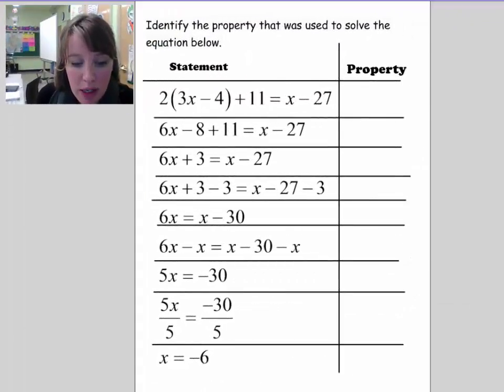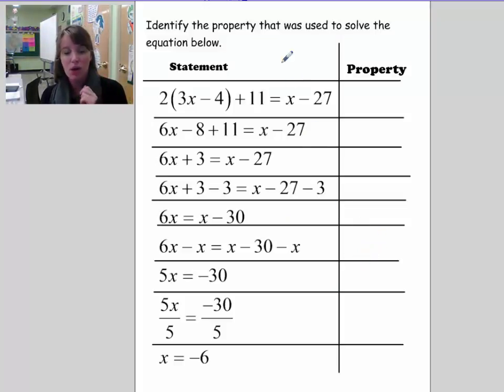Okay, let's try our hand at another example here. So we have the statement on the left-hand side, and we're going to write the property on the right-hand side. Now, the properties of equality are properties that we use to do things to both sides of the equation. So the first step here, by the way, is the given. So we are given this equation.